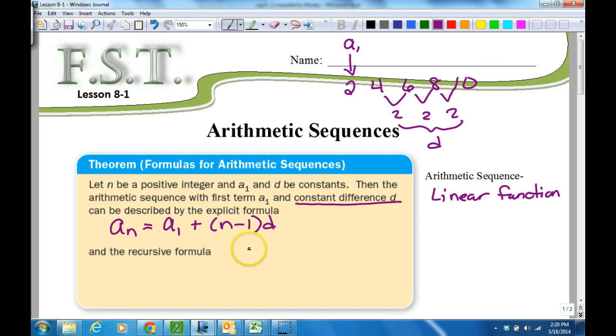For the recursive formula, this is how you write it. That's a bracket. It's going to be A sub 1 equals something. In this case, it's a 2. And then A sub n equals A sub n minus 1 plus d. Oops, that should be a d right there. Another way of saying this is next equals last plus difference.